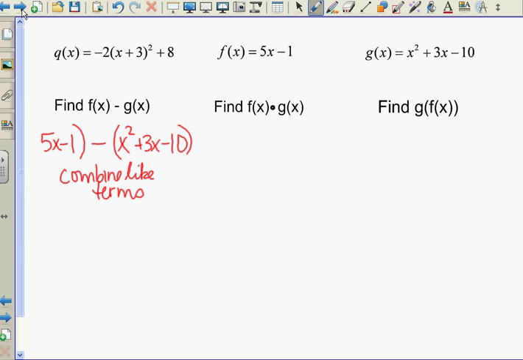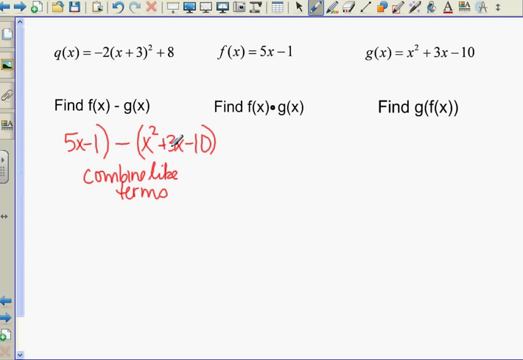I'm going to make this a 0x squared, and then there's that positive 5. So that I know I'm going 0x squared minus 1x squared, so that's negative 1x squared. Then 5x minus 3x is positive 2x. And then finally, negative 1 minus negative 10. Negative 1 minus negative 10 is really negative 1 plus 10, so 9.